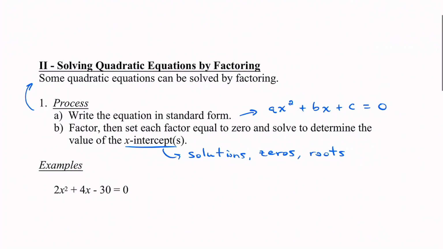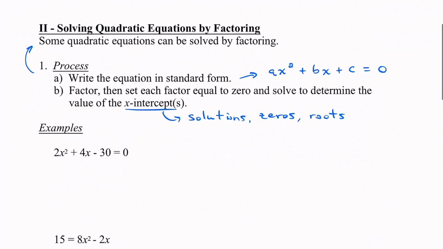Okay, so looking at our first example, so step A, write the equation in standard form. It is already in this form. We got equals 0 on one side, so that's done. Then we're on to part B, so factor. So I can see by looking at these terms, the 2, the 4, and the 30, all of those are even, so I'm going to be able to pull a 2 out from all those terms. So let's do that. Pull a 2 out, and we're going to be left with this.